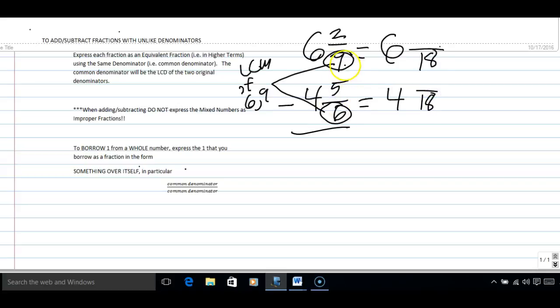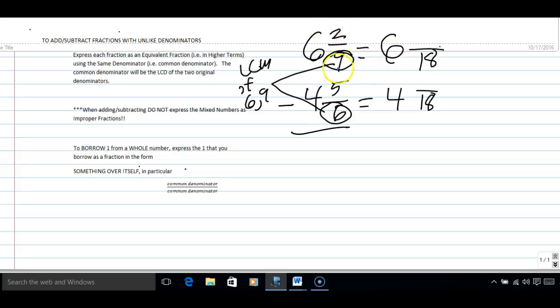Now, of course, I could use 36. 4 times 9 is 36. 6 times 6 is 36, but it's not the smallest such number. So if I were to use 36, it would not be incorrect. I would just have more reduction to do after I subtract.